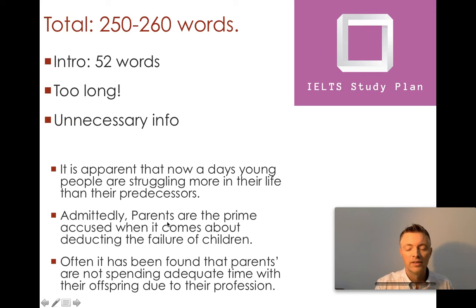So what it's trying to do, this bit, is trying to explain the thesis, but it's not the place to do it. Because there's no extension, there's no explanation, there's no main point, there's no main idea, this belongs in a paragraph with all of those things. So when it comes about deducting the failure of children, I mean, the language is nonsense. All you need to do is simply say this. Children are struggling, young people are struggling more in their life than predecessors. Fine, it's okay. Introduce the topic, right? Adequate time with often you need a thesis here. Okay, so you see how it goes off track really quickly.